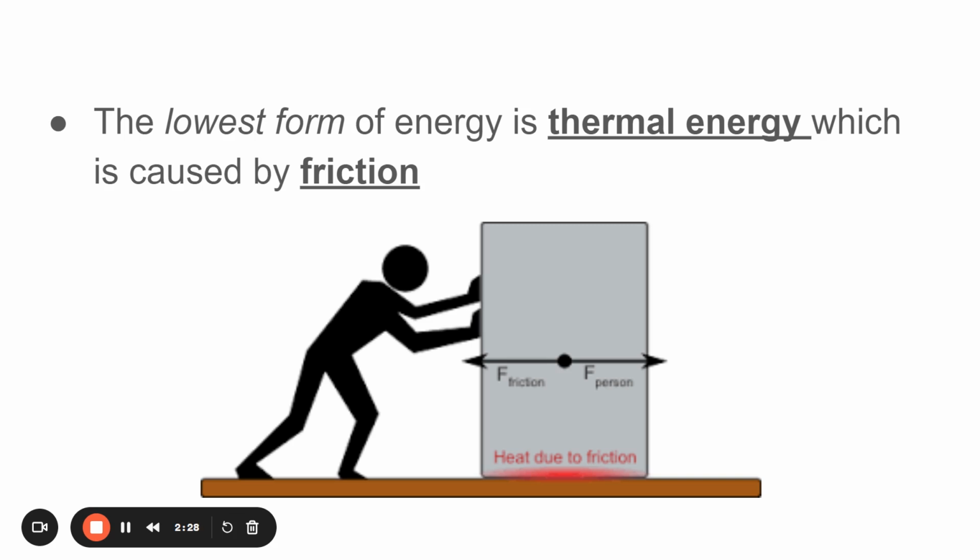The lowest form of energy is thermal or heat energy, which is caused by friction. And the reason we call this the lowest form of energy is really because oftentimes thermal energy is a byproduct, meaning the extra stuff that gets made, even though we didn't mean to have it.